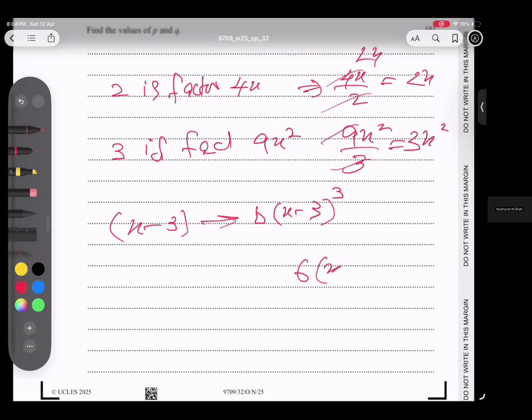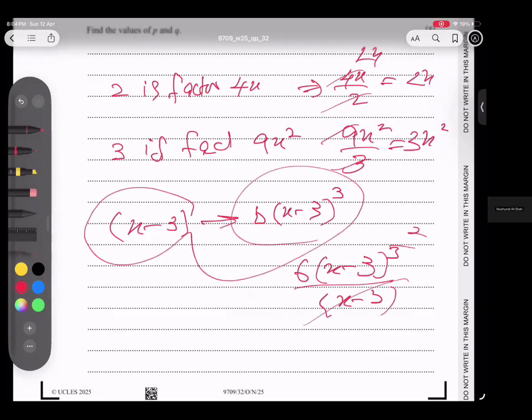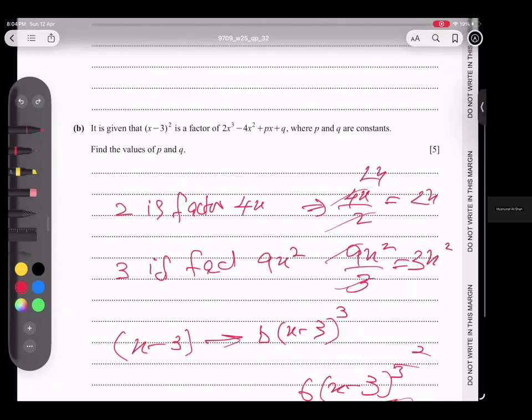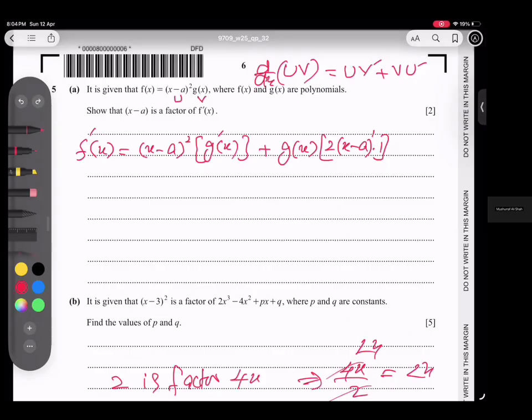It means 6 (x minus 3) whole cube divided by x minus 3. It will cancel a power. So I can say that x minus 3 is a factor of this. I think gradually people are understanding. If this story is clear, look here: what is common in the whole function? Can you see x minus a in this and x minus a in this? Yes, I can take it common.